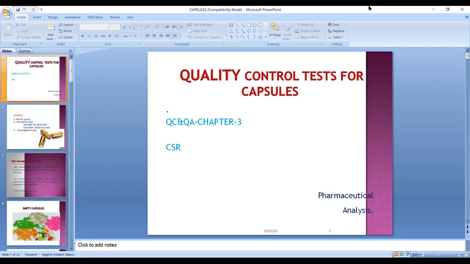Today I'll discuss the quality control and pharmaceutics subject, that is chapter 3, analysis of raw materials, initial products, and in-process quality control particularly. In-process quality control should be carried out for these systems. Under that, today let me talk about capsules, that is, in-process quality control tests for capsules.